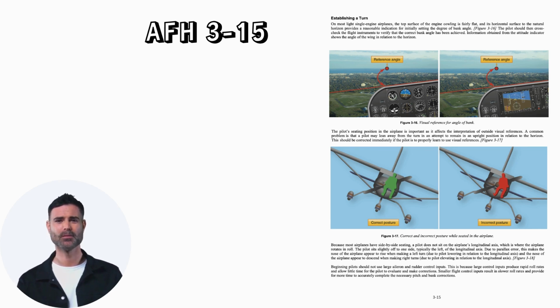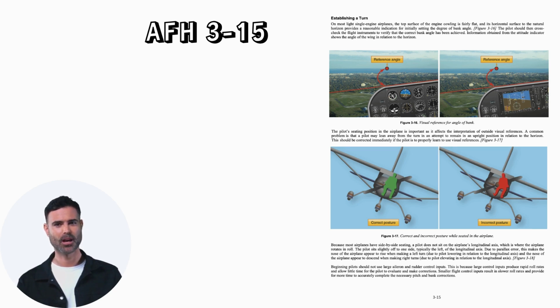Because most airplanes have side-by-side seating, a pilot does not sit on the airplane's longitudinal axis, which is where the airplane rotates and rolls. The pilot sits slightly off to one side, typically the left, of the longitudinal axis. Due to parallax error, this makes the nose of the airplane appear to rise when making a left turn due to the pilot lowering in relation to the longitudinal axis, and the nose of the airplane appear to descend when making right turns due to the pilot elevating in relation to the longitudinal axis.